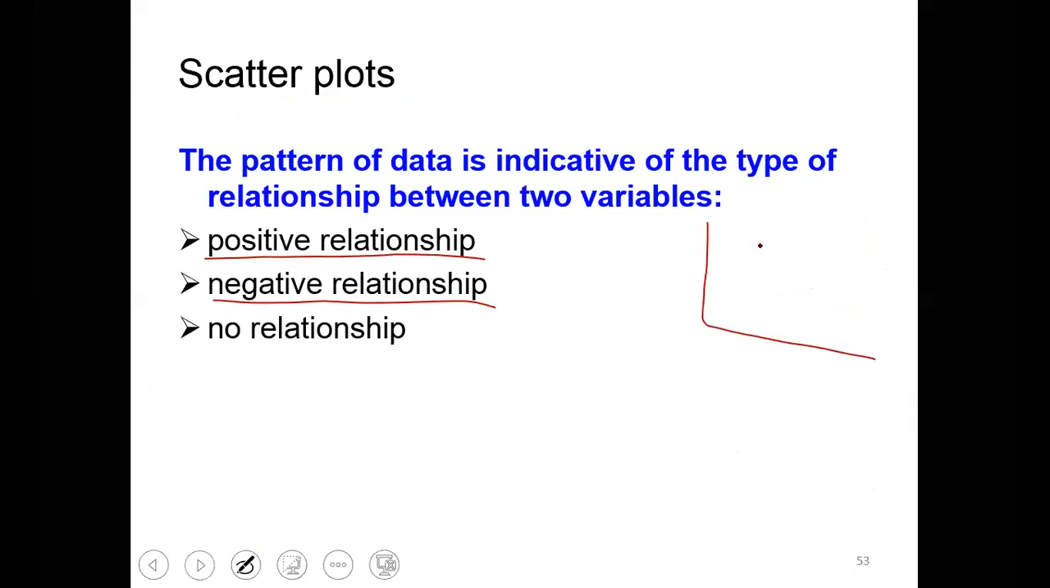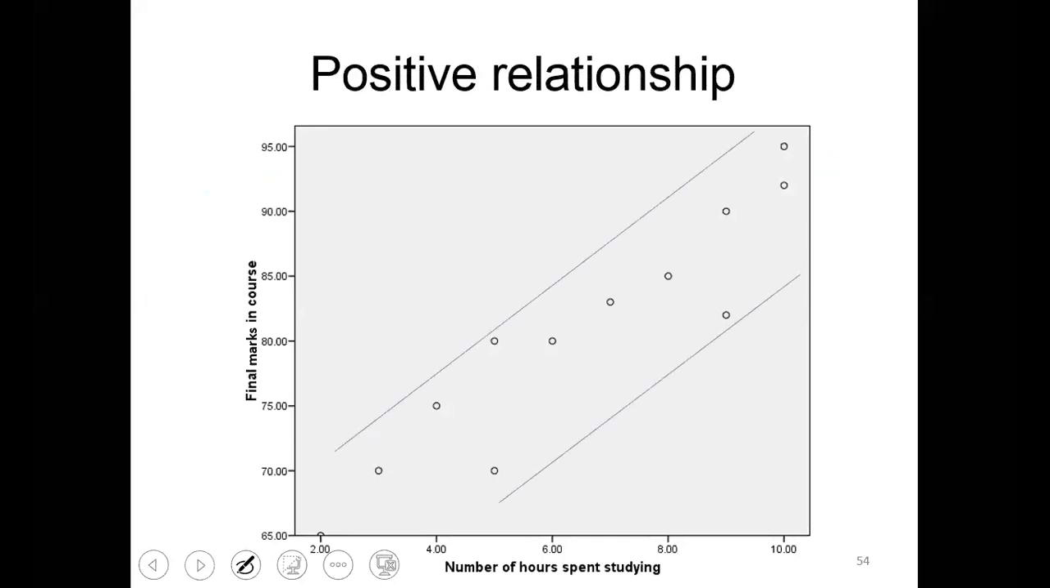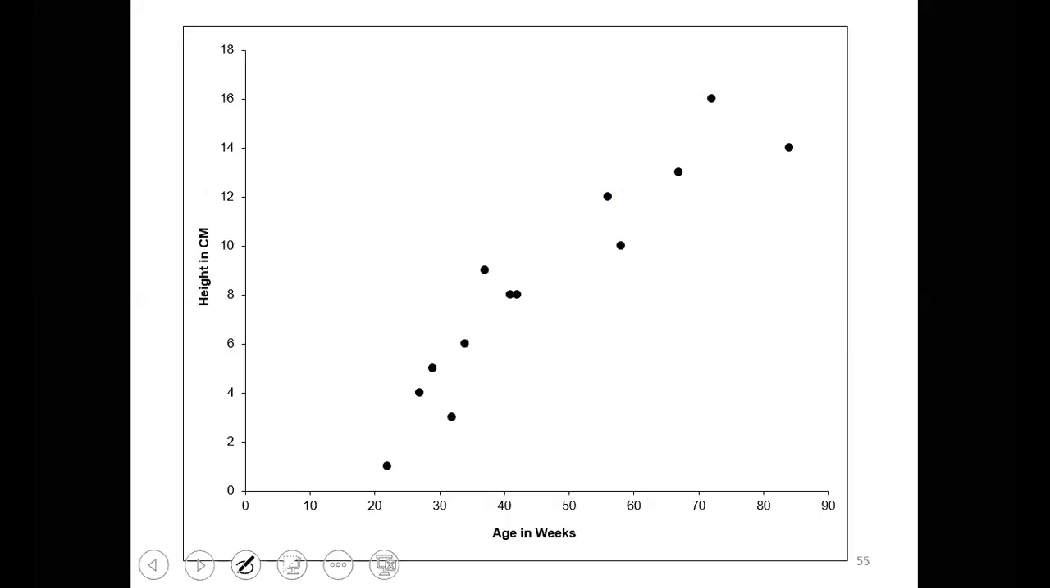Look at here. So these are typical cases. So this is a situation with no relationship between X and Y. Look at again the same example, studying hours and the final marks. So this is a positive relationship, we could say. This is the second example, age in weeks and the height in centimeters. Another one, so it is also a positive relationship.